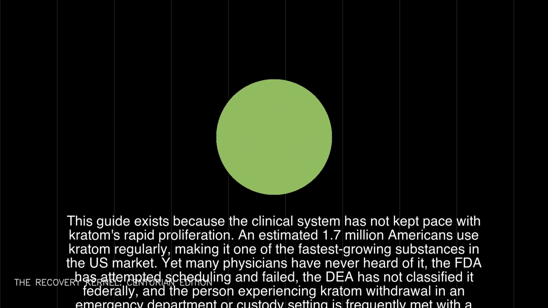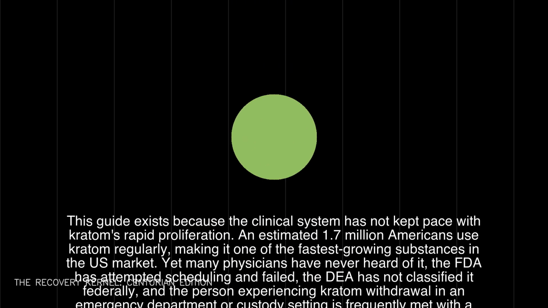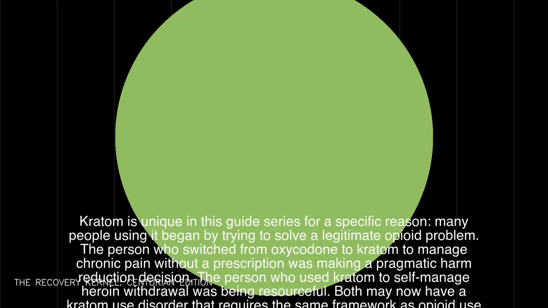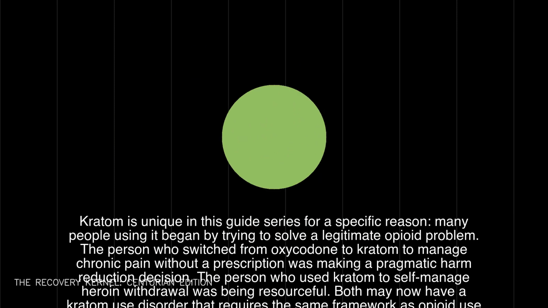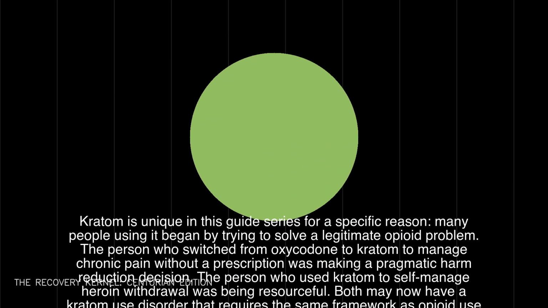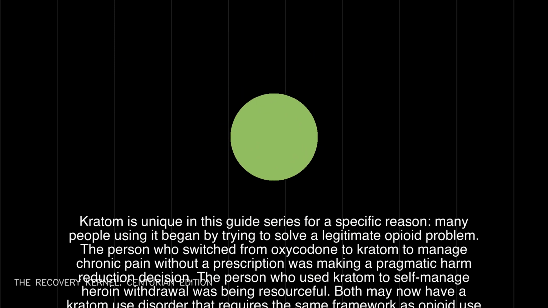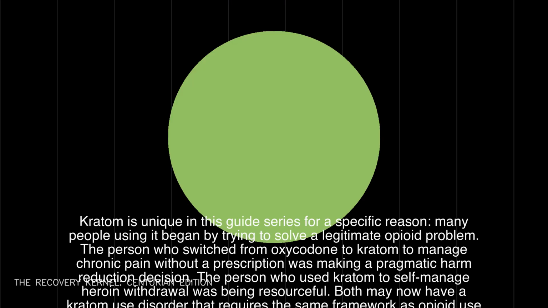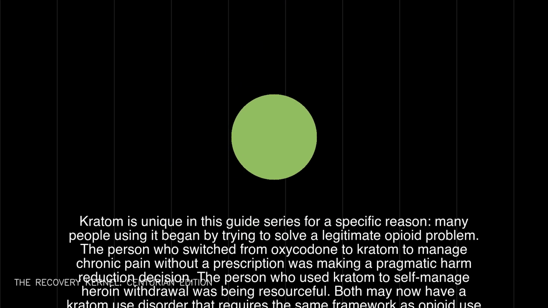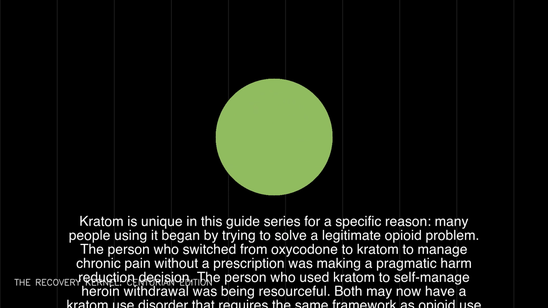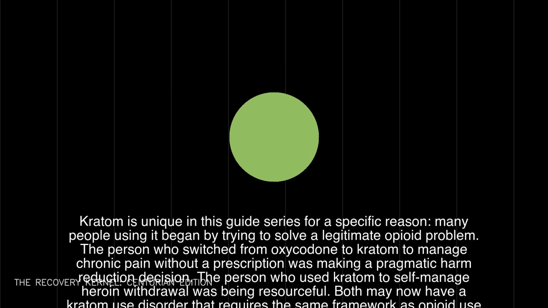Kratom is unique in this guide series for a specific reason. Many people using it began by trying to solve a legitimate opioid problem. The person who switched from oxycodone to kratom to manage chronic pain without a prescription was making a pragmatic harm reduction decision. The person who used kratom to self-manage heroin withdrawal was being resourceful. Both may now have a kratom use disorder that requires the same framework as opioid use disorder, because kratom's primary active compound, 7-hydroxymitragynine, is a partial mu-opioid receptor agonist. The solution became the new problem.